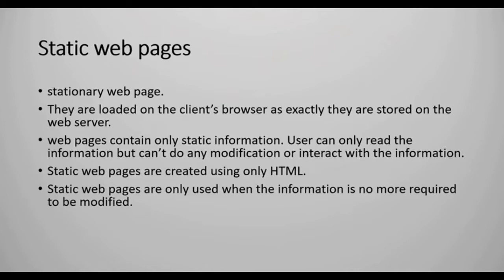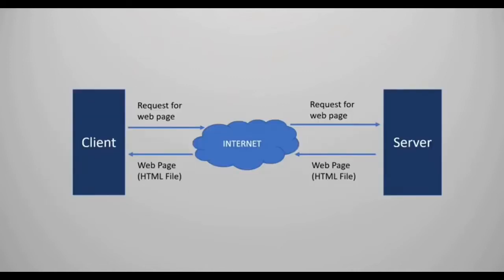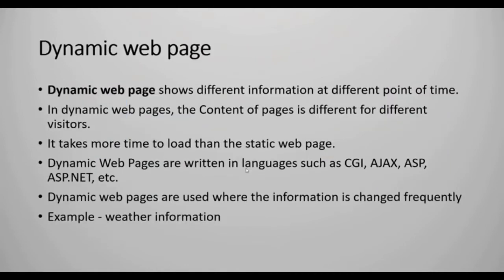someone changes it manually. So for the static web page, when a client sends a request to the server for a particular web page, the server will search for that web page in its repository. If the requested page is present in the repository, it will fetch that page and send the requested page to the client, and that web page will be displayed on a browser.